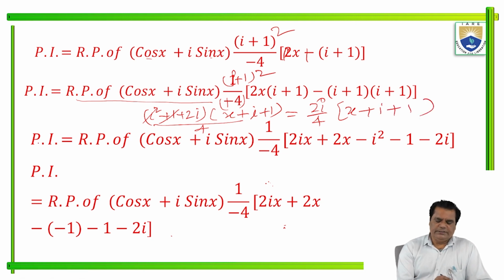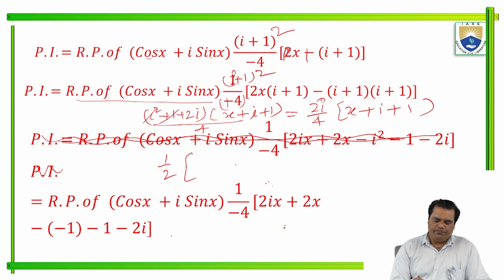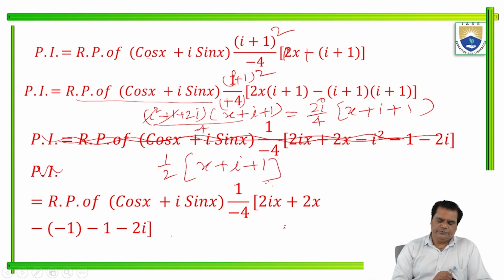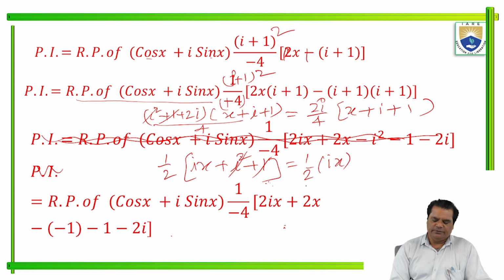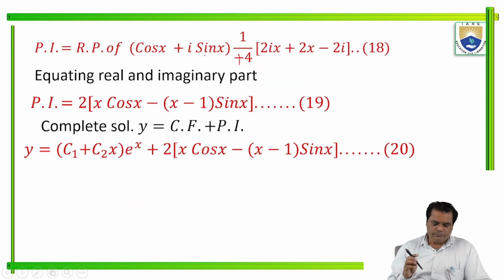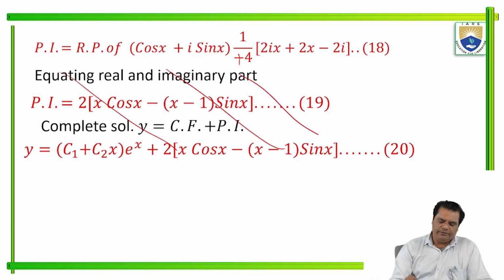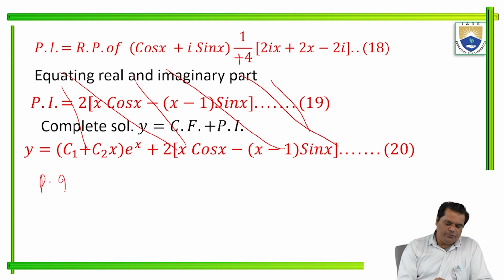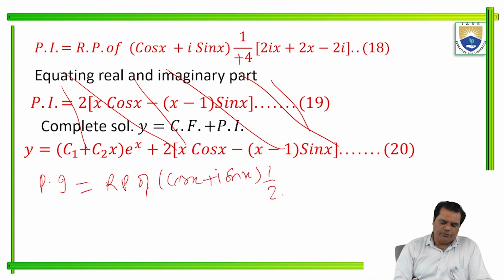Okay. So there is a mistake here. So multiply i here, so 1 upon 2 in bracket here. This is wrong. So here multiply by 1 upon 2, x plus (i plus 1). Okay. And multiply by ix and i square. So i square is minus 1. This is only 1 upon 2. This cancels to this. Here is ix only. Okay. So here real part of this, cos x plus i sin x, here is ix only. Multiply by this. So this is wrong here. So here PI equal to real part of (cos x plus i sin x) into 1 upon 2 into ix.